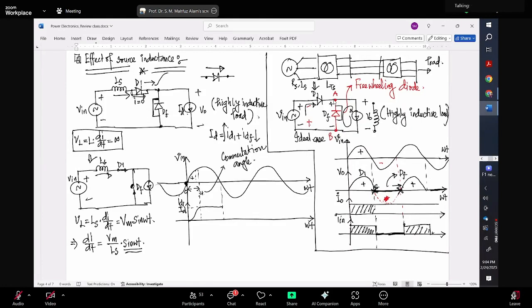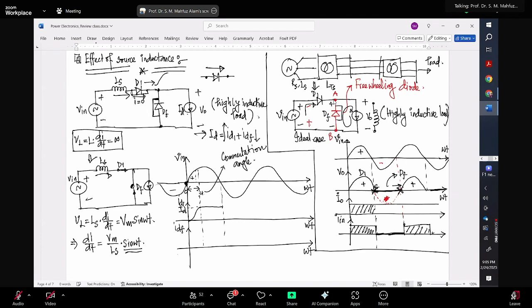Yes, sir. So now what will be the current for IDF then? IDF. The way the current through diode D1 is increasing, as you can see here, since my output current is constant, in a similar way the current will be decreasing through the freewheeling diode. Here, as you can see, it is jumping from 0 to ID. So the current through the freewheeling diode, what will happen to it?